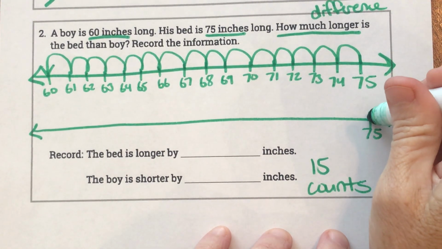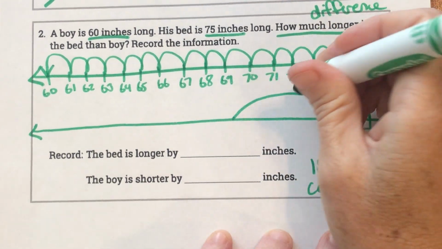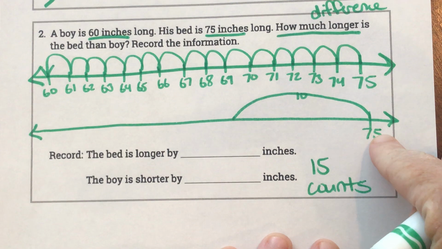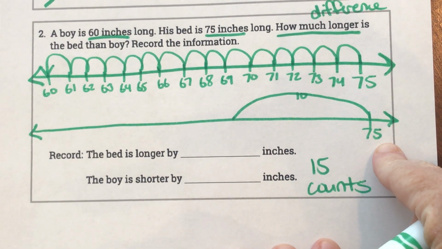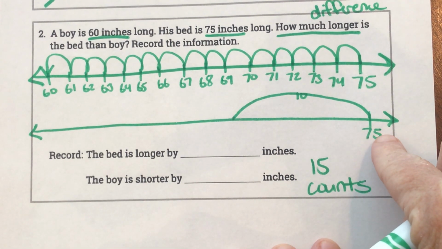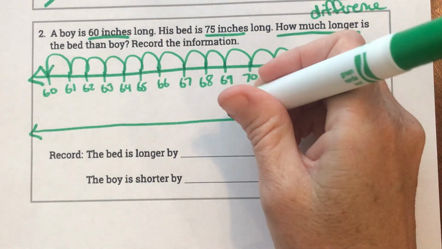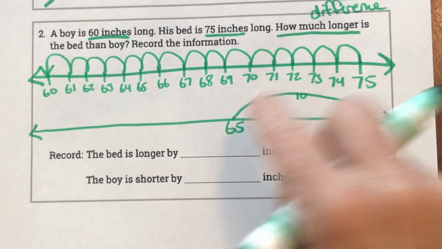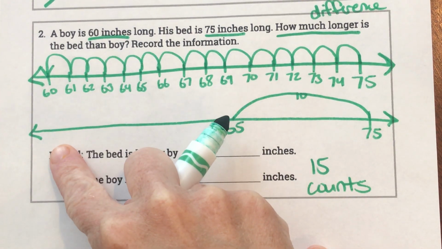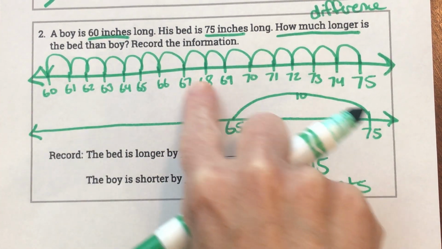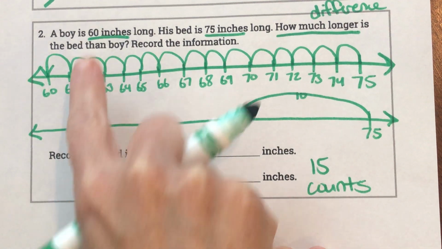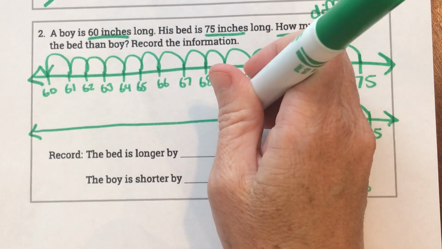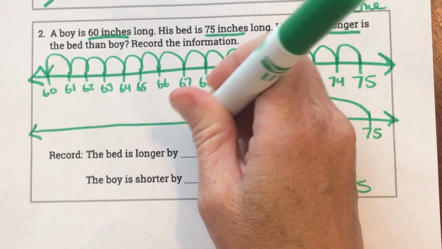So if I counted back 10 and counted back 10, what would I have? What's 10 before 75? So if I'm going to count back 10, I'm going to get 65. Can I count back 10 again? No, because if I counted back 10 again, I would get 55, and I want to stop at 60. So I'm going to now do little counts, just one at a time.